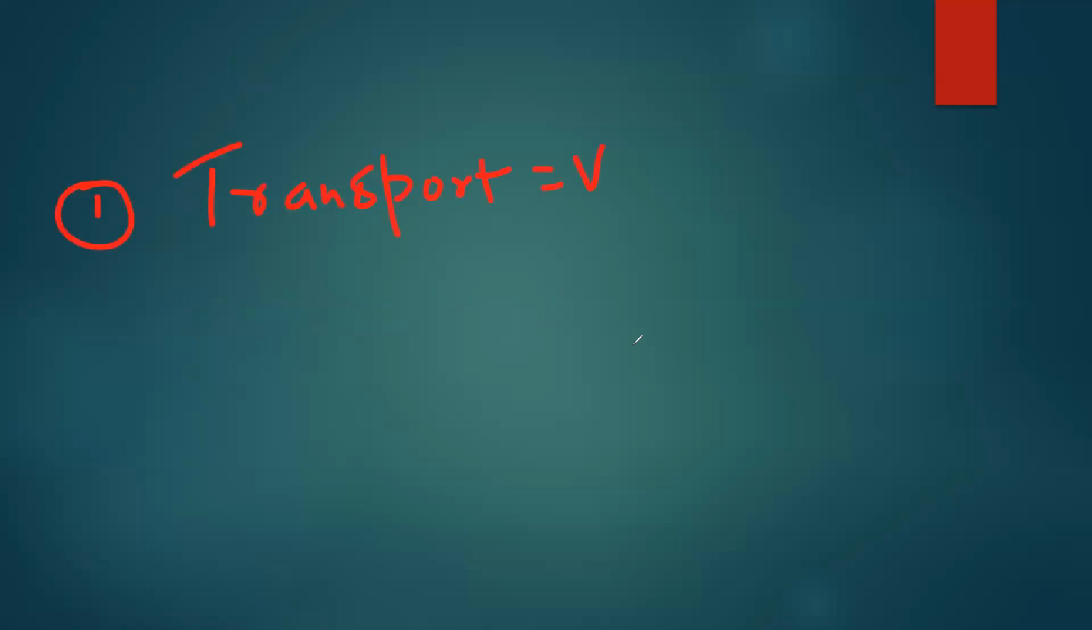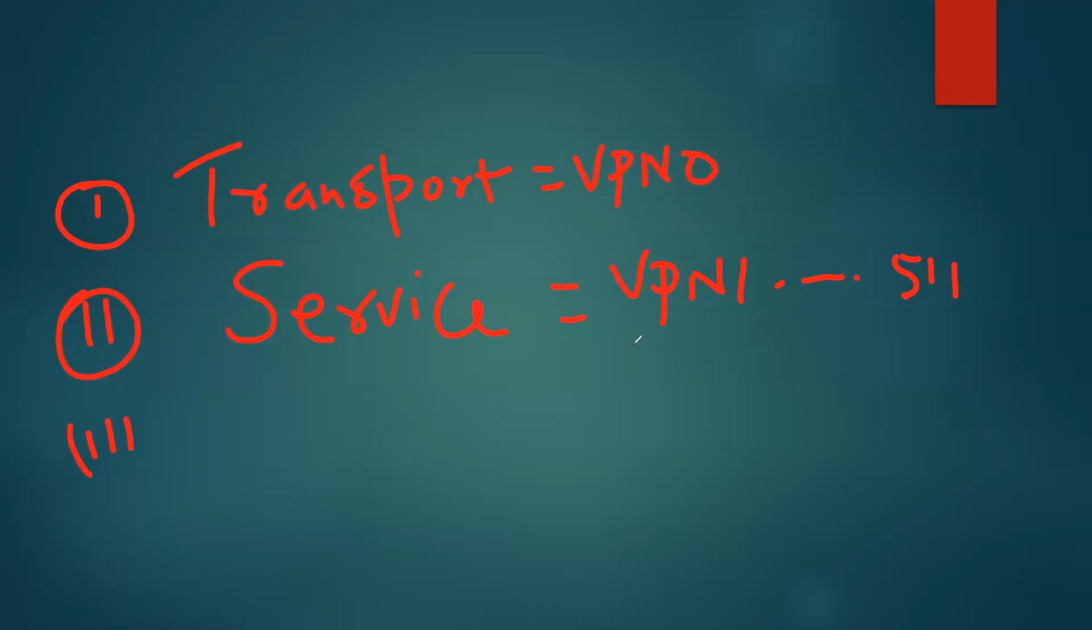Service VPN, which is 1 to 511. And then management, 512. Correct. Service VPN, someone please answer the service VPN, 1 to 511. And then out-of-band management, the management VPN, right? That's 512. Nice.